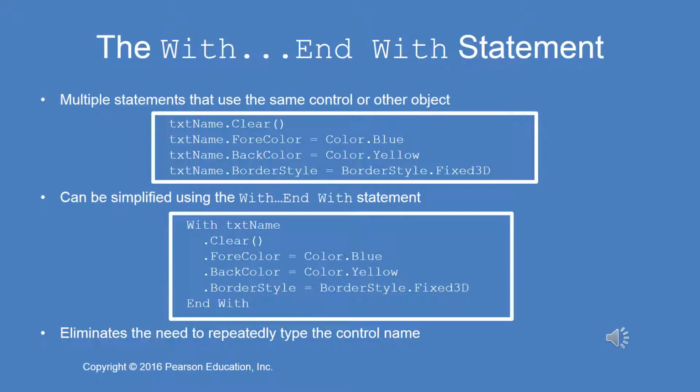It starts with With and then the object name, TextName, and then .Clear, .ForeColor, .BackColor, .BorderStyle, and then End With. And it eliminates the need to repeatedly type the same control name. And in my opinion, it looks much nicer in the code and is very intuitive. I've used this multiple times. I really like the With...End With statement.